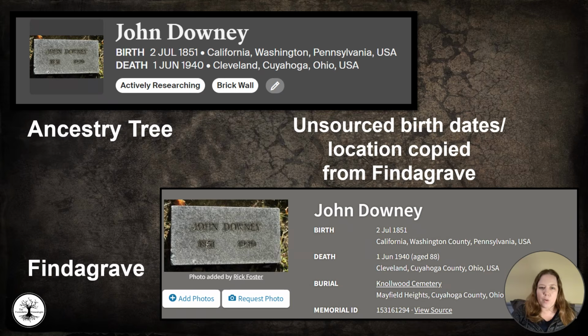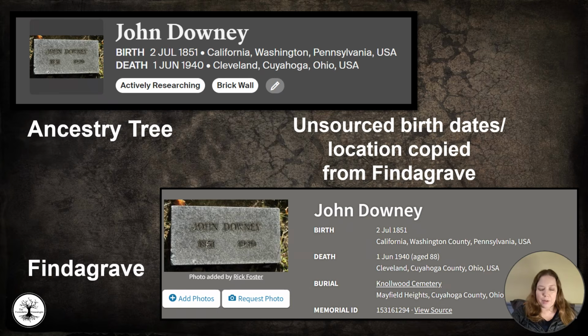So right away, when I'm looking at the information on his profile on his Ancestry tree, a red flag I see is an exact birth date and location, and the only source for it is Find a Grave. There are no other records indicating that's correct. And if you'll notice there on his gravestone, there are not exact dates. They're only on Find a Grave. So where did those exact dates come from?